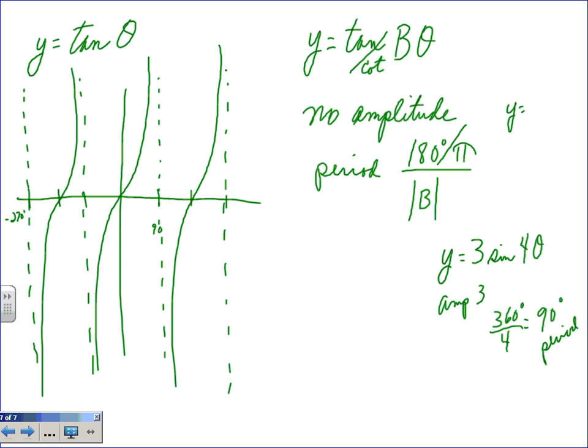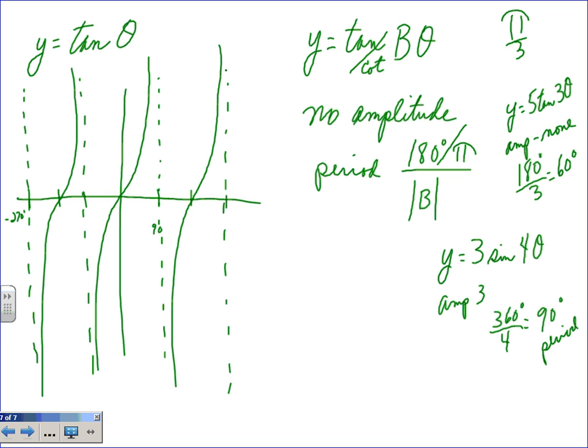Y equals 5 tangent of 3 theta. What is the amplitude? None. What is the period? 180 over 3, or 60 degrees. If we're in radians, it is pi over 3. Repeats every pi over 3, which is 60 degrees.